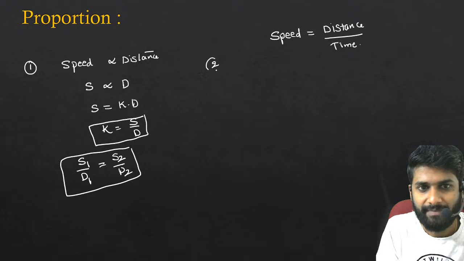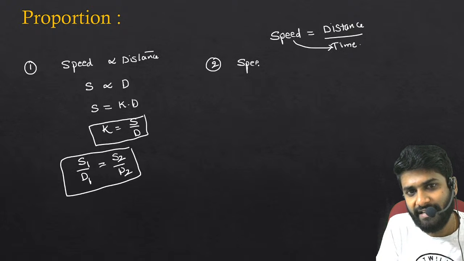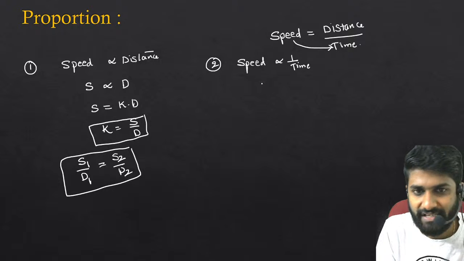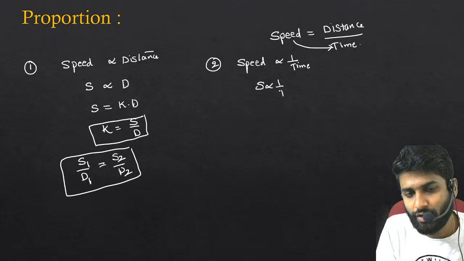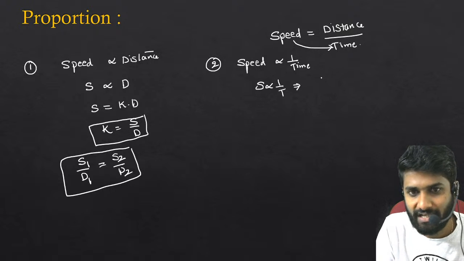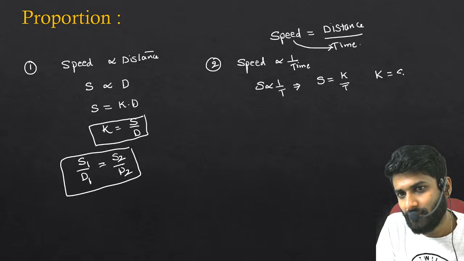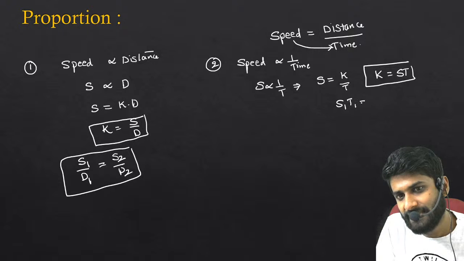Second information, now find the relation for speed and time. See, speed is inversely proportional to the time, Nana. You eliminate the proportionality by taking a constant, then s is equal to k by t. Then the constant value is equal to s t. So if you compare, s1 t1 is exactly equal to s2 t2.